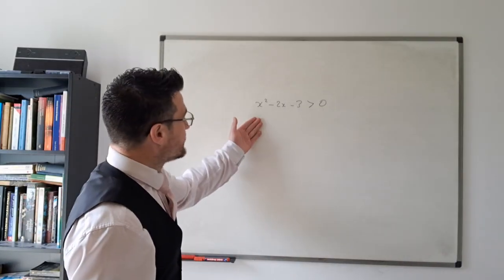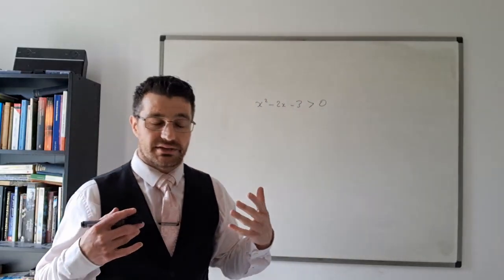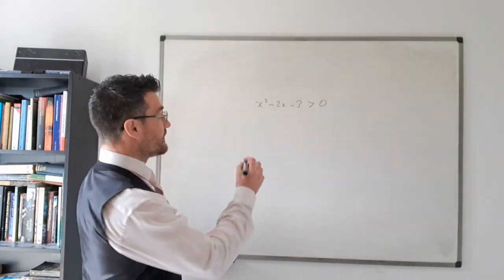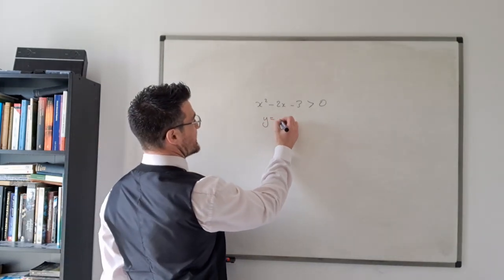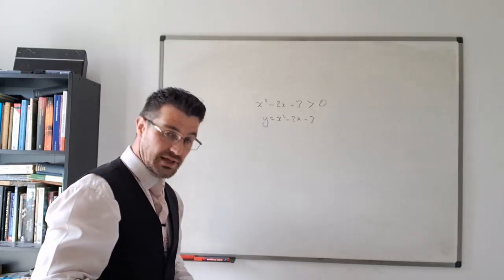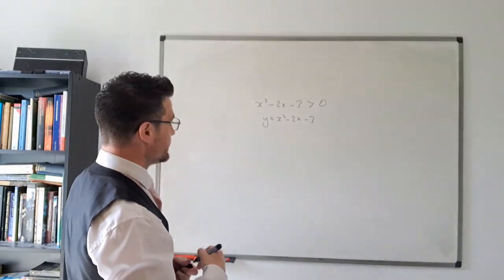Okay, so if I were to solve this quadratic inequality, I would straight away, almost automatically, start to think about the graph of this quadratic equation, y equals x squared minus 2x minus 3. Okay, why would I do this? Well, that's what I'm going to show you.